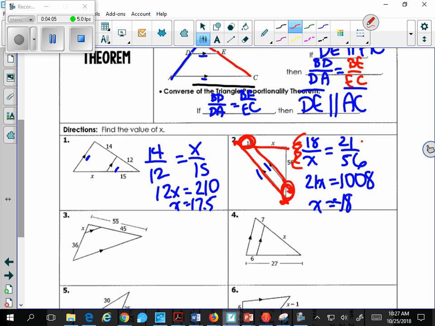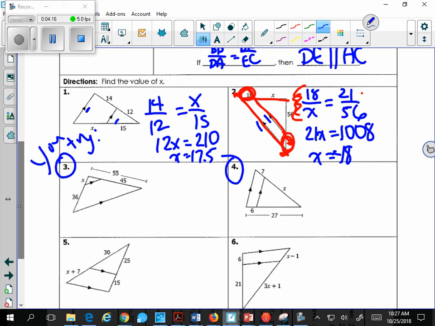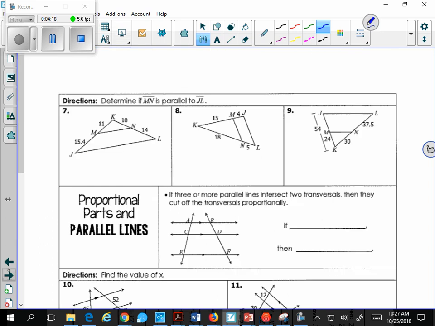So why don't you try 3 and 4, and we'll talk about those in next class. And once you're done with that, let's flip the page.